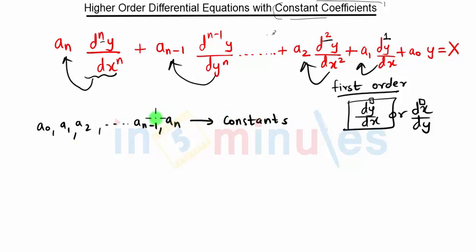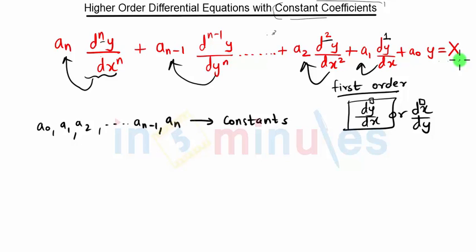Therefore, this type of equation, where we have the higher order derivatives and the coefficients are constant, and which is equal to some function of x, is called a higher order differential equation with constant coefficients.